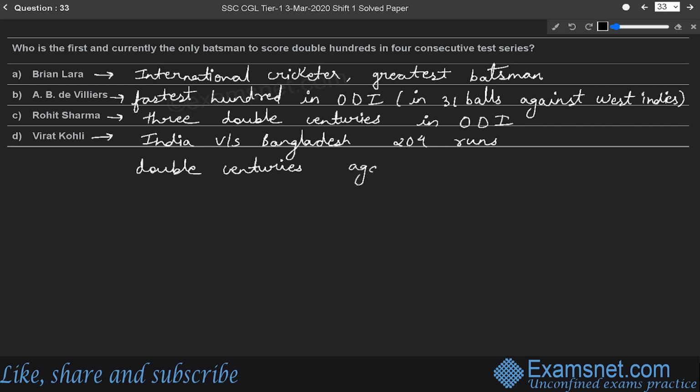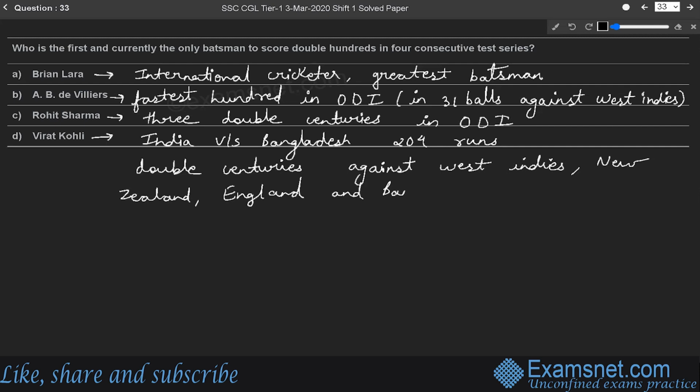Against West Indies, New Zealand, England, and Bangladesh. So he made many double centuries in the Test series against West Indies, New Zealand, England, and Bangladesh consecutively.